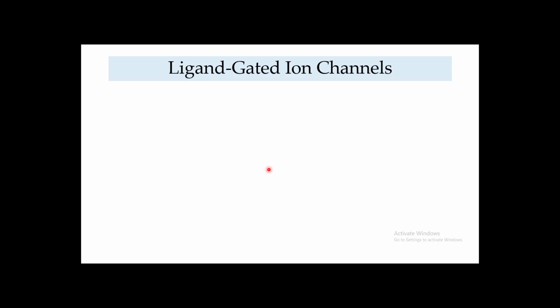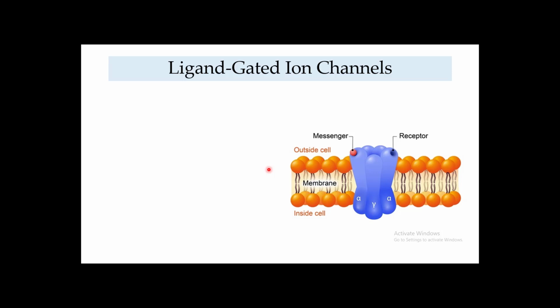Another important example of the multipass transmembrane protein is the ligand-gated ion channels. Do not confuse these ligand-gated ion channels with the voltage-gated ion channels, because they are totally different. They are both ion channels, but their activation is different from the ligand-gated ion channels. If I give you an example, this is the receptor, as you can see over here. This is the outside of the cell, and this is the inside of the cell.